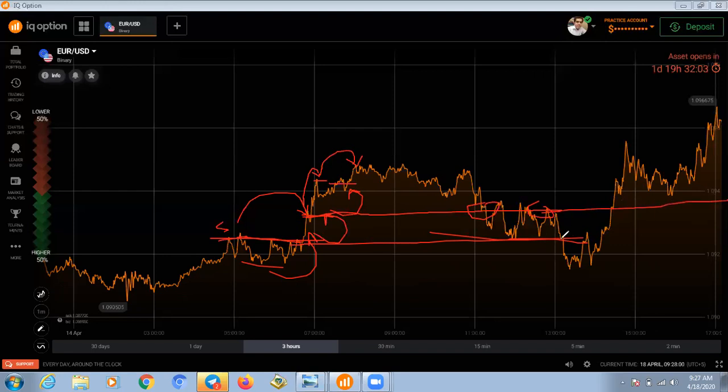These lines give us an idea about the levels where in the past there were sellers, where they asserted their area and their exchanges. So we can call these support and resistance lines. These are the levels where buyers and sellers can enter.